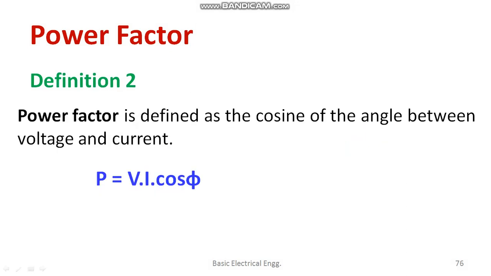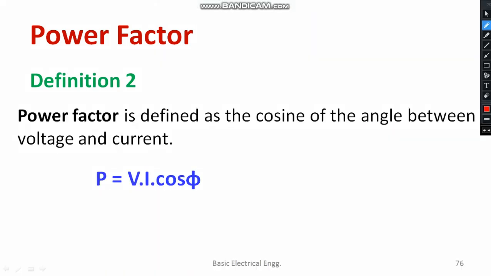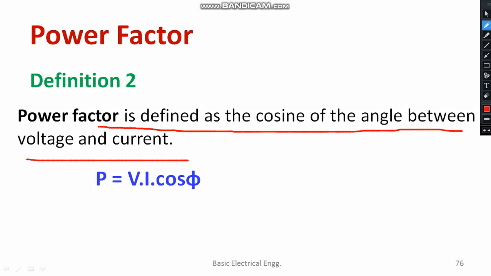Now I have to show you the second definition. The second definition says that power factor is defined as the cosine of the angle between voltage and current. Then how about cos phi? Cos phi is nothing but the angle between voltage and current. So the equation is given: real power P is equal to VI cos phi.